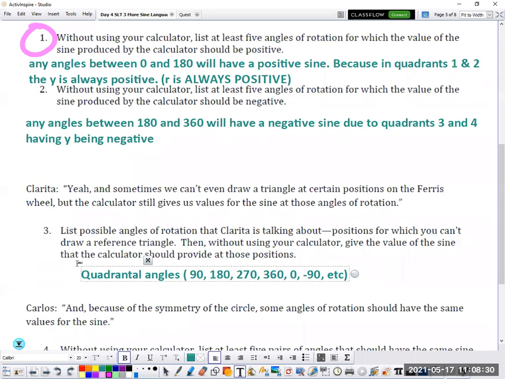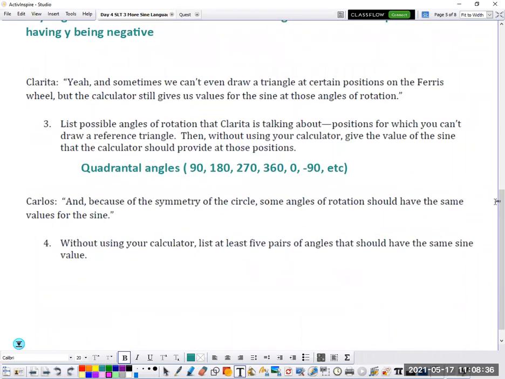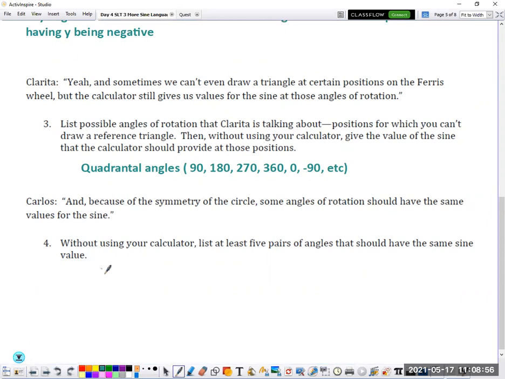Okay, now I want to do two more problems, but I don't want it to be so open-ended. Carlos is feeling smart too because he doesn't want to be outdone at the fair, looking at the Ferris wheel and talking about math like the bunch of geeks they are. Carlos says, because of the symmetry of the circle, some angles have the same value for sine. So here I'm going to make you a list. Like 20, and then you fill it in.